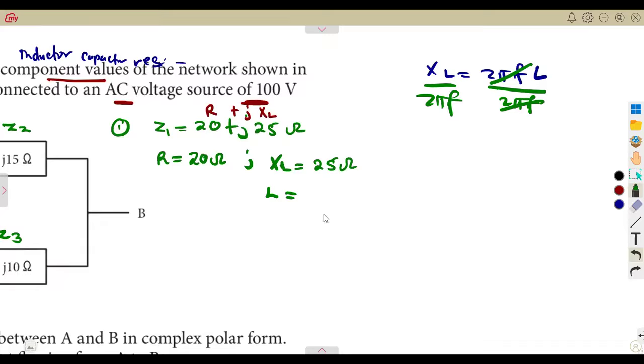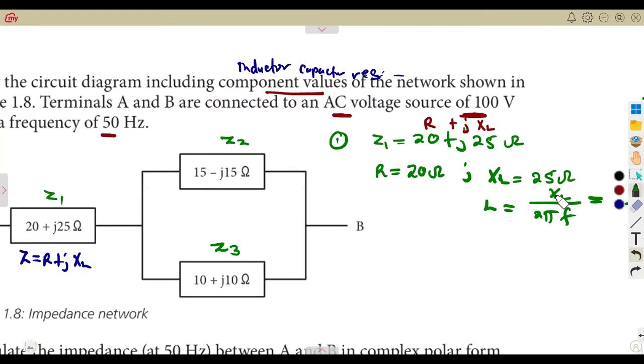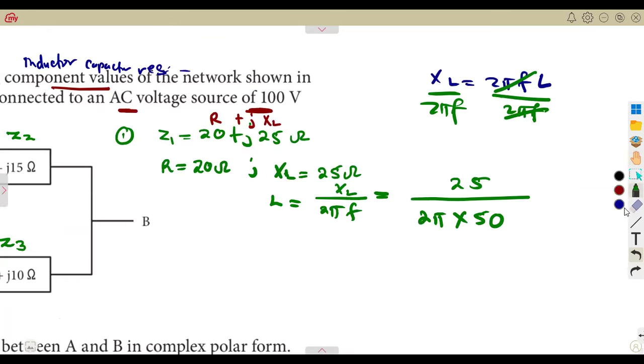Guys, you're back to your mathematics. So L is going to be XL over 2 pi F. You can substitute. We have our XL, which is 25, everything over 2 pi times the frequency. We are given a frequency of 50 hertz. So that is going to give us the value of L, which is going to be L1. Since this is Z1, you're just going to call this R1, and this is going to be L1.